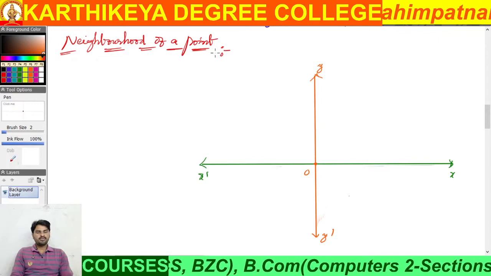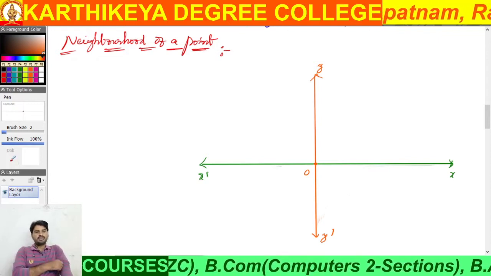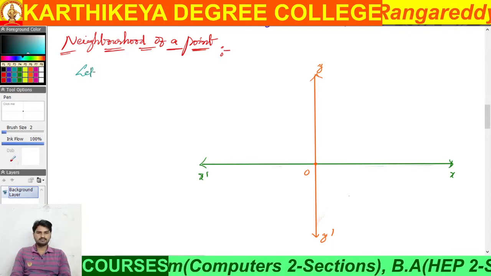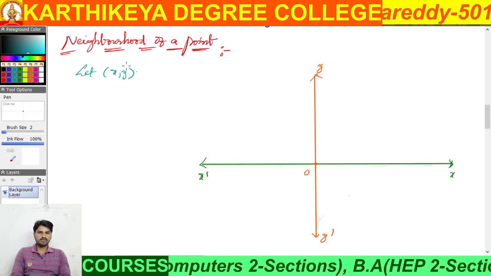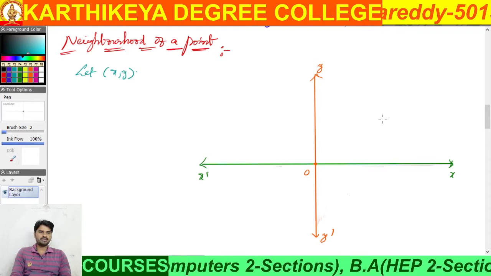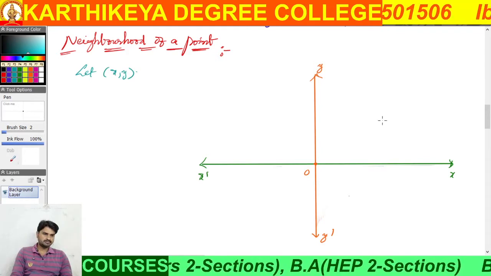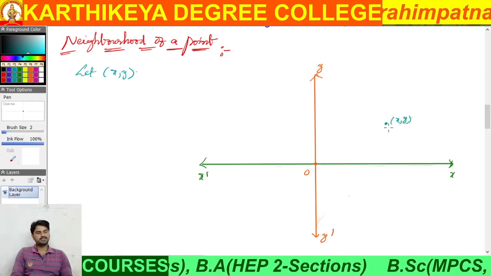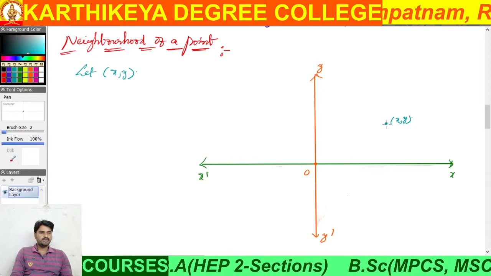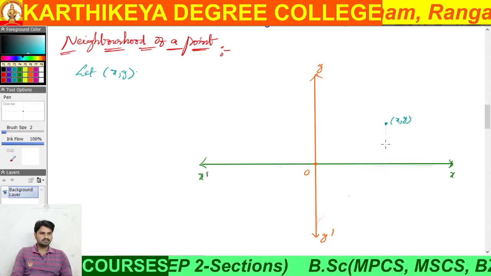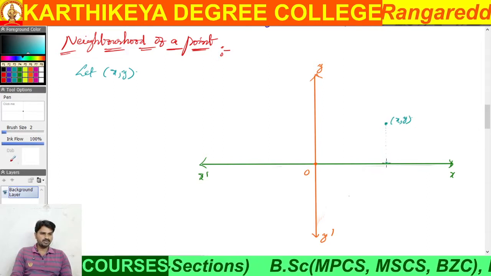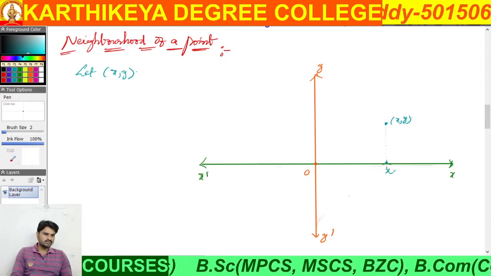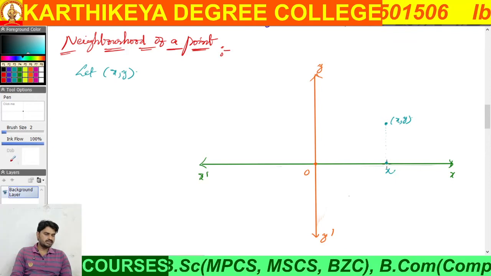So for the neighborhood of a point, we know that a point can be represented by an ordered pair. Let me take the point here. Let (x, y) be a point. Suppose you take any point here, (x, y), this is the point you have taken. Now the foot of the perpendicular from that point to the x-axis is at a distance from the origin of x.